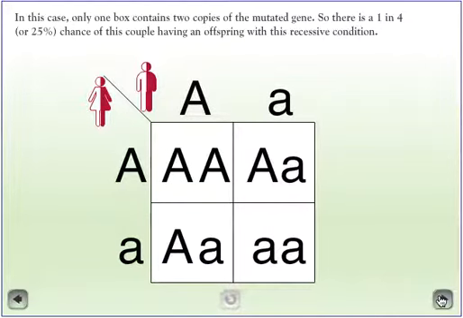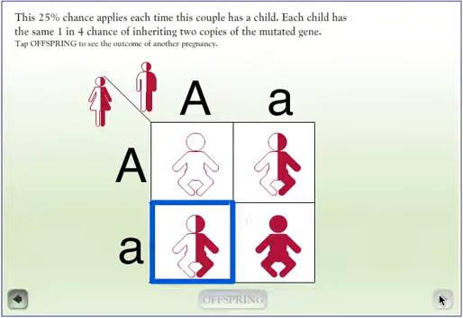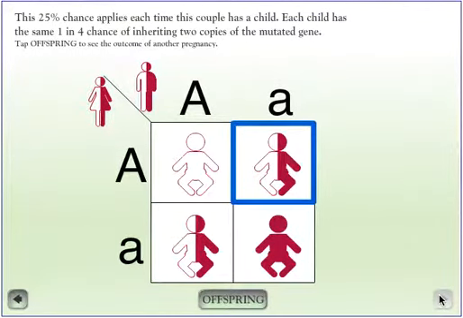In this case, only one box contains two copies of the mutated gene. So there's a 1 in 4 or 25% chance of this couple having an offspring with a recessive condition. This 25% chance applies each time this couple has a child. Each child has the same 1 in 4 chance of inheriting two copies of the mutated gene.